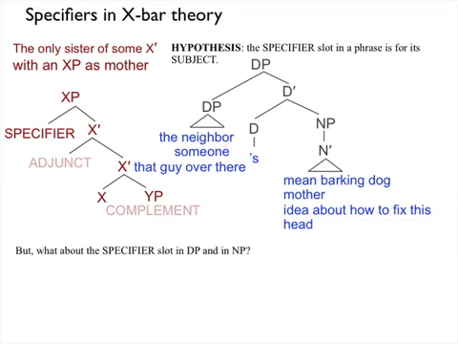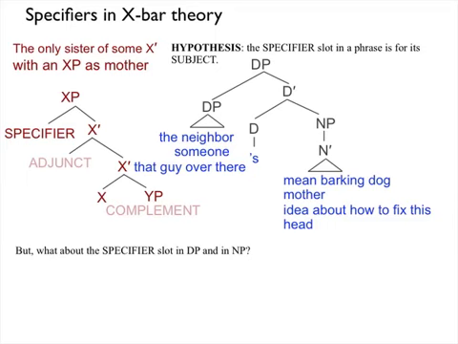So the neighbor's mean barking dog, the neighbor's mother, someone's head, all of those kinds of things. In some cases, we just have a plain old N, head or mother. In other cases, we have a more elaborate thing. But there's the same relationship across all of those different things. Now, if I say the neighbor's mean barking dog, then the relationship between mean barking dog and the neighbor is what?